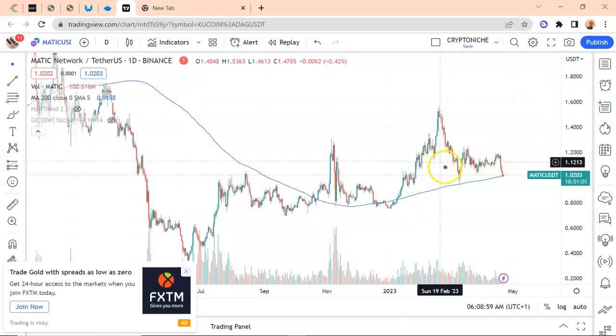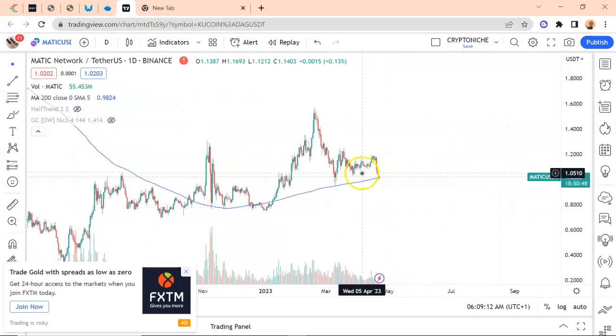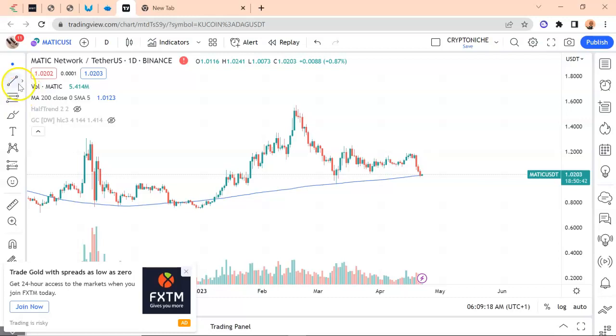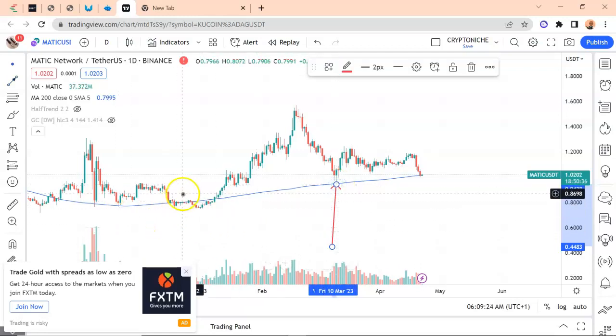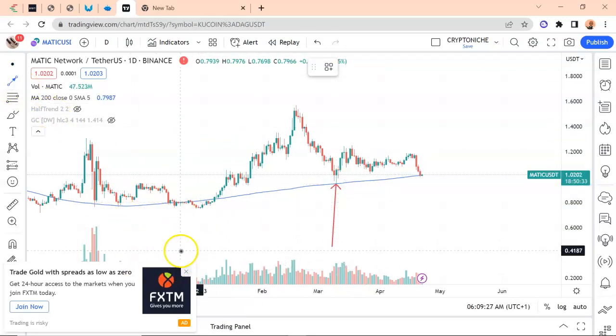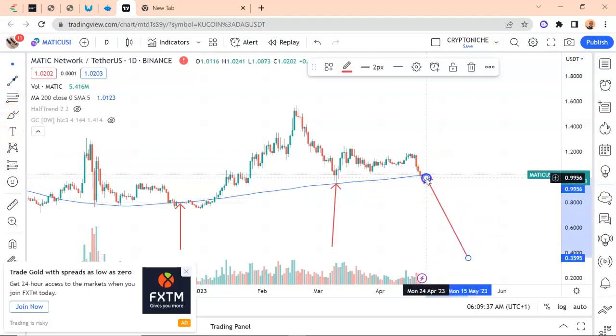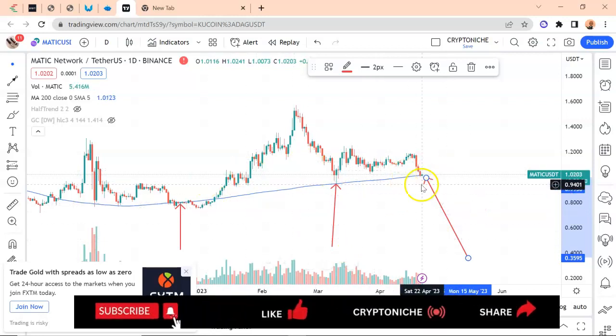But at this point in time, one of the reasons why I decided to analyze Polygon Matic right now is because it is at a critical level. At this level here, it found support on the moving average. It found support here. It also found support here. Support here, and it is hovering around this point right now. So these are critical levels for Polygon Matic.